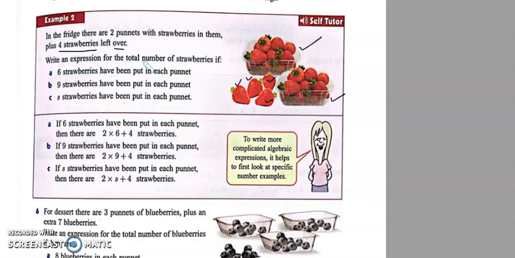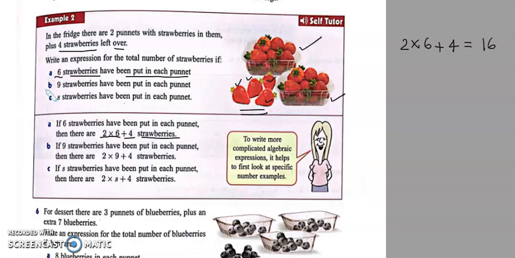Write an expression for the total number of strawberries if 6 strawberries have been put in each peanut. So there are 2 peanuts, and 6 in each. So we will write 2 times 6. And how many are left over? 4. So 2 times 6 plus 4 will give you 16 strawberries. You can see here 2 times 6 plus 4, so 16.